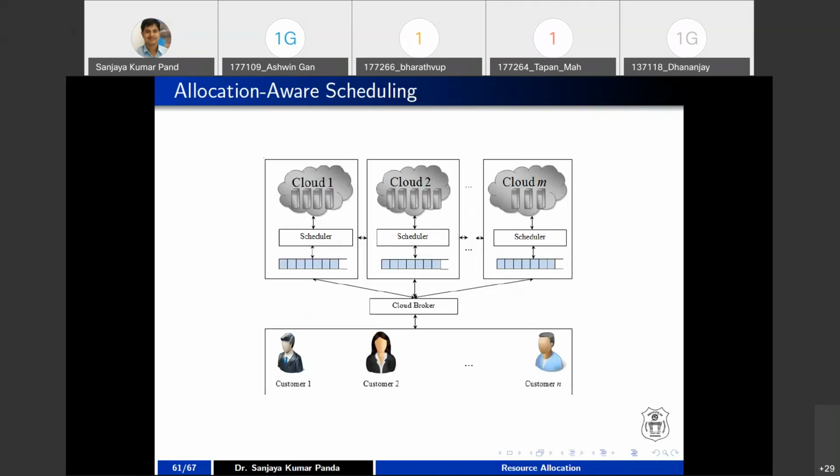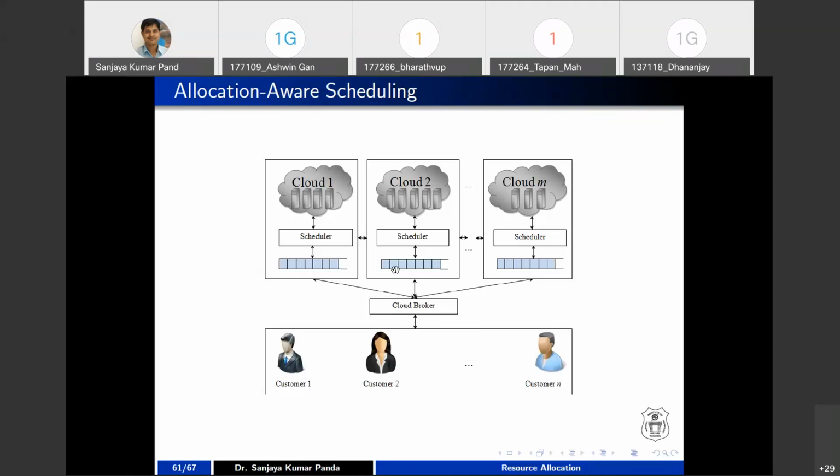Last slide, I will just tell about this one. This is called allocation aware scheduling. I told you, whenever you go for a multi-cloud environment, or we discussed inter-resource management, one cloud is taking help of another cloud in order to satisfy the requirement of the customer. So what happens in that case? A centralized unit is required, which monitors all the resources present in various cloud service providers. You can see in the bottom part, there are a lot of customers. These customers are requesting the cloud resources through a broker.